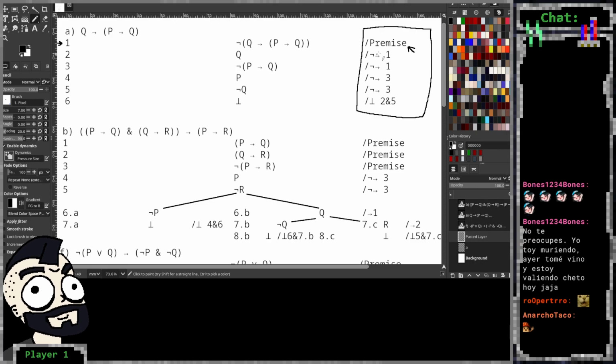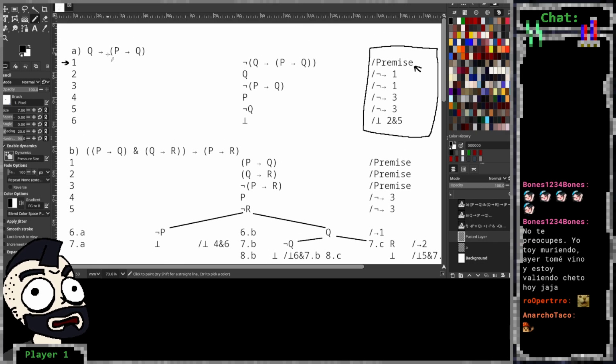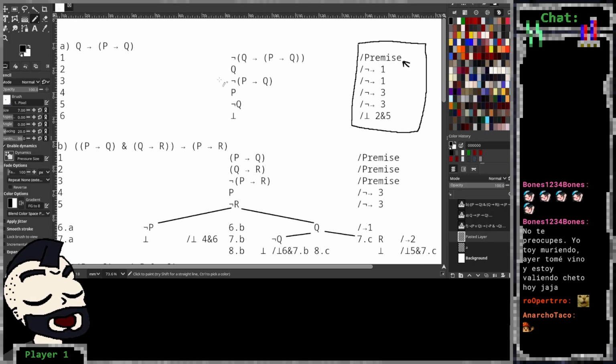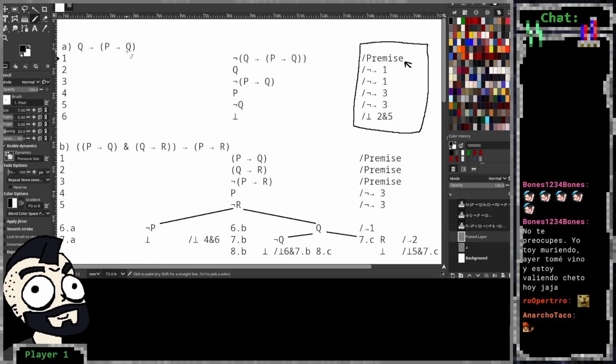This, however, does. So for example, let's prove that Q implies that P implies Q. I think we did it last week, just not as rigorously. So we start by negating the formula we want to find if there are any counter models of.